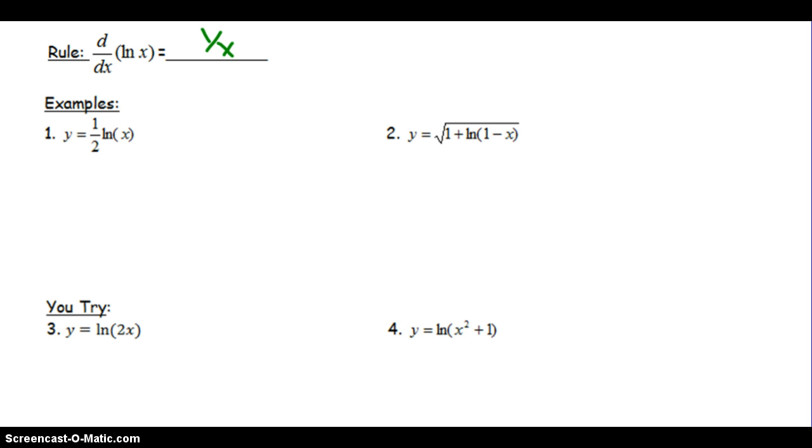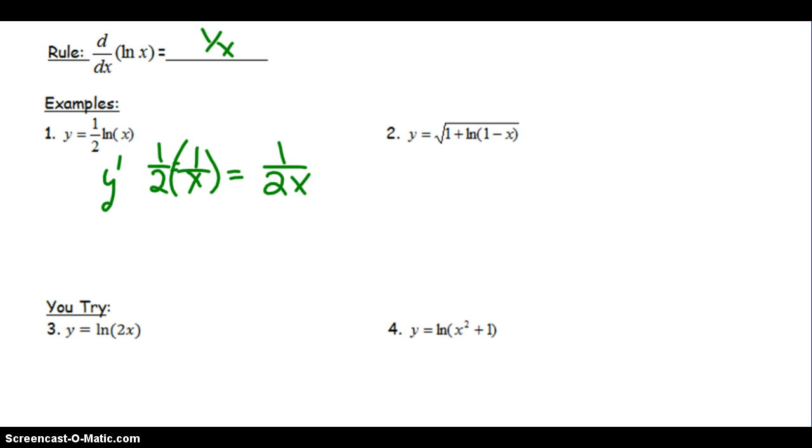All right, example number 1. You have the 1/2 in front, and then the derivative of natural log is 1 over x. So I have 1 over 2x.